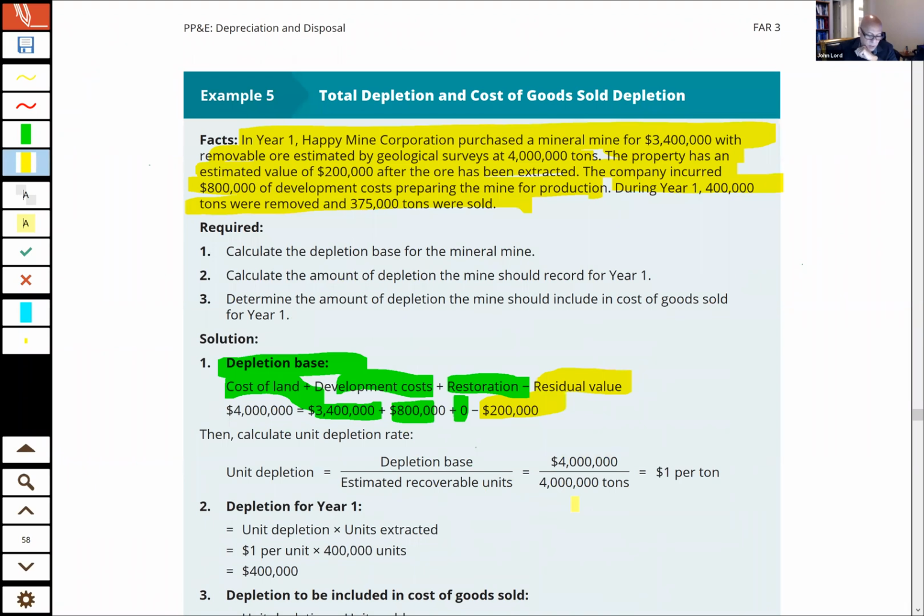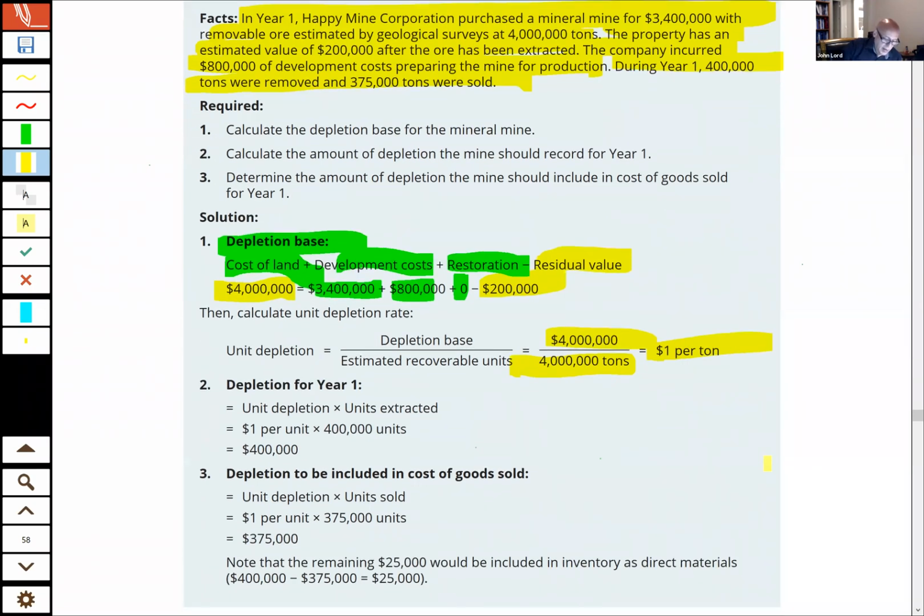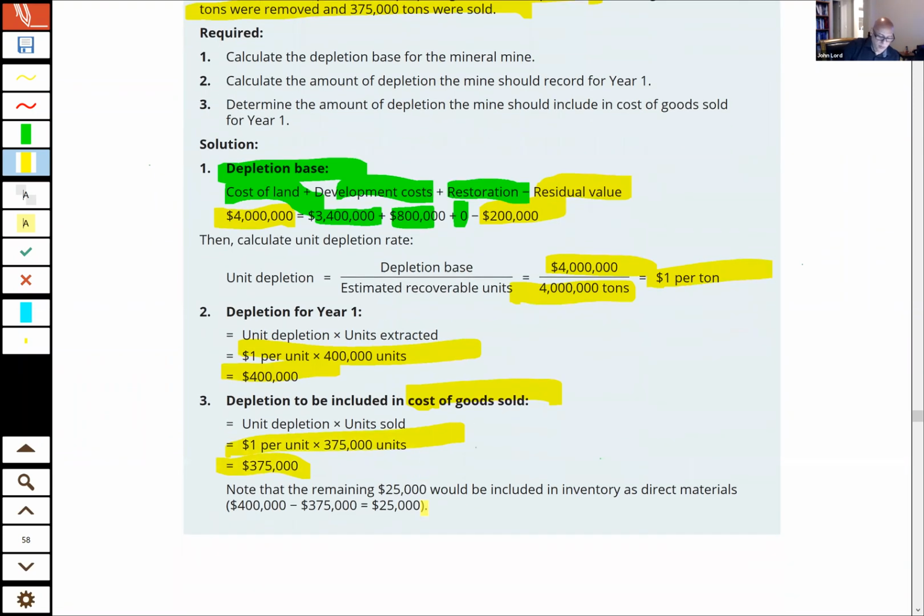And then any residual value is subtracted. So that's where that 4 million came from. You divide it by the 4 million tons, that gives you $1 per ton. Your depletion for the period is going to be 400,000. The cost of goods sold, though, is going to be 375,000 because you only sold 375,000. So on the balance sheet, we would have inventory left of 25,000.